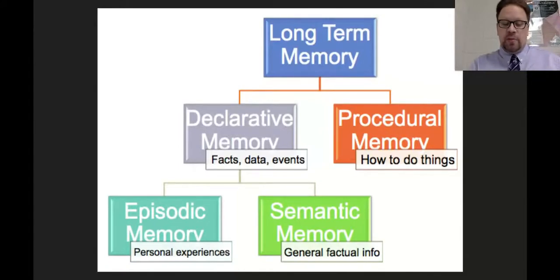Episodic memory acts as an autobiographical memory that is consulted when someone asks you a personal question. So if someone is like, hey, where did you grow up? This is going to be your episodic memory.